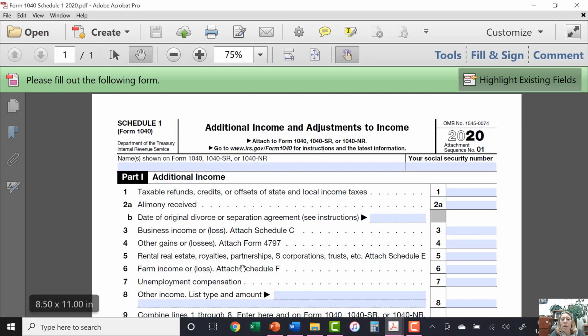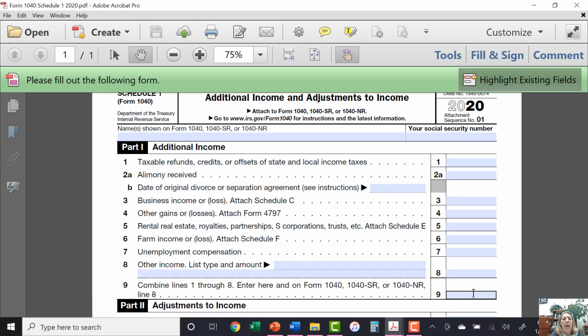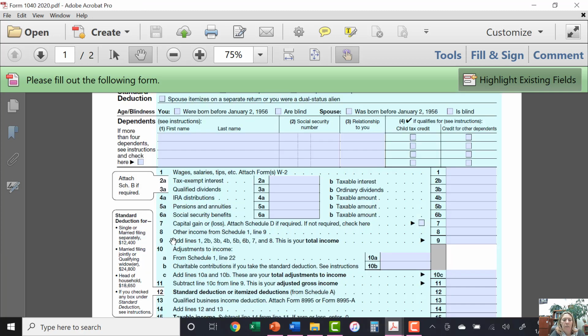Other gains and losses, rents and royalties, farming, unemployment, those things get reported in the Schedule 1 and then combined, and that combined number from line 9 here gets reported into the 1040 right here. Okay, and then you total everything, and that's where your gross income comes in. All right, so that's kind of where things fall.